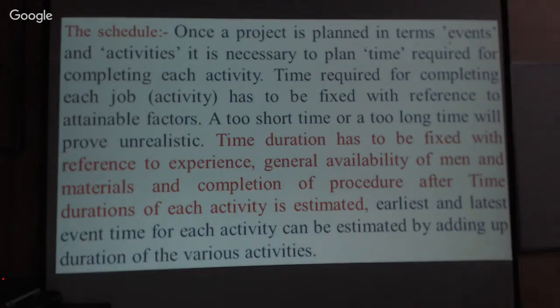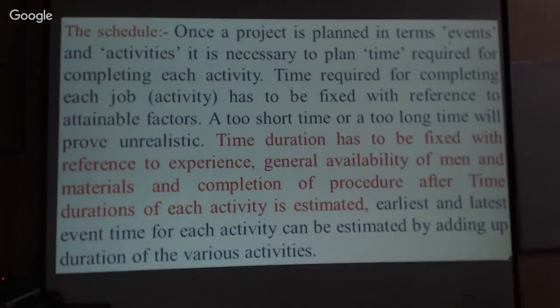You plan something, construction of foundation or superstructure, and you say it will be finished in 30 days, but you must think before saying that you can complete this within 30 days. Isn't it? You have to plan properly. Attainable factors: you may need to consider so many factors, money availability, material availability, men availability. You have to check all these things. Therefore, a too short time or a too long time will prove unrealistic.